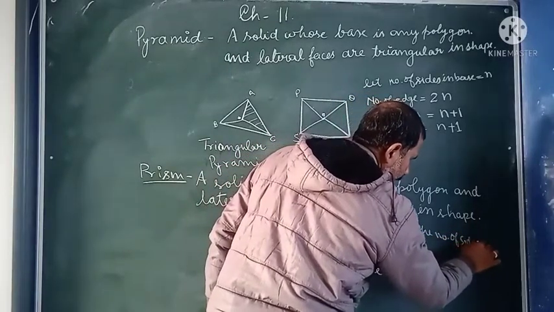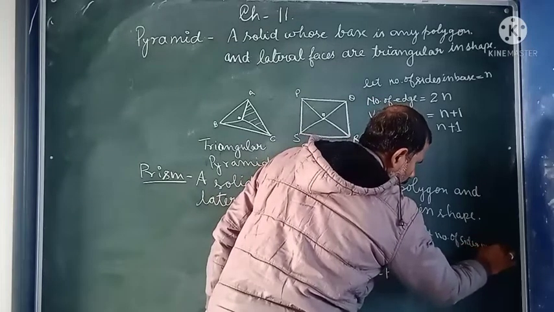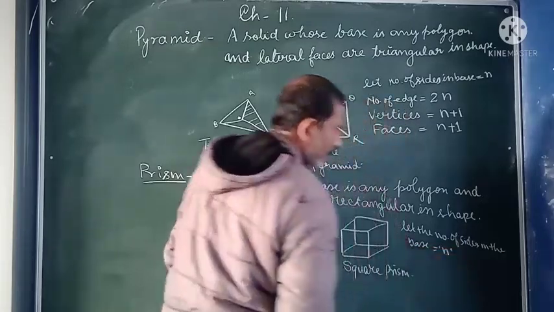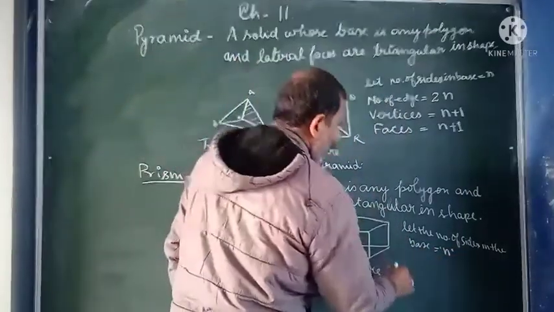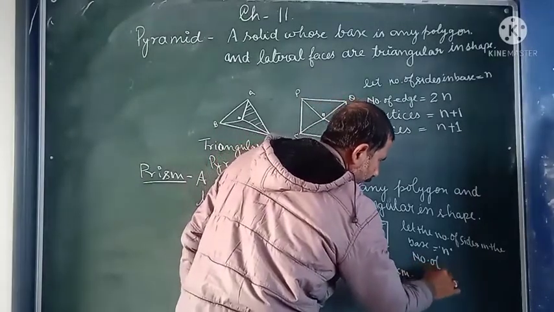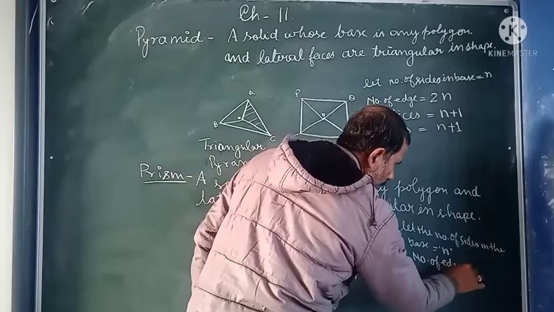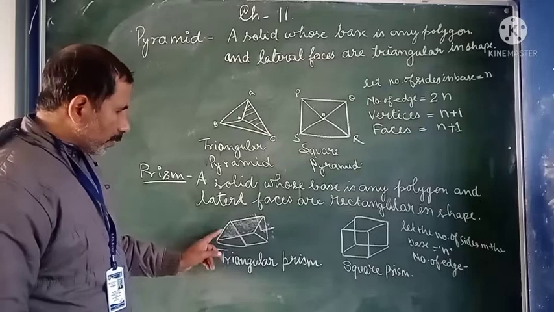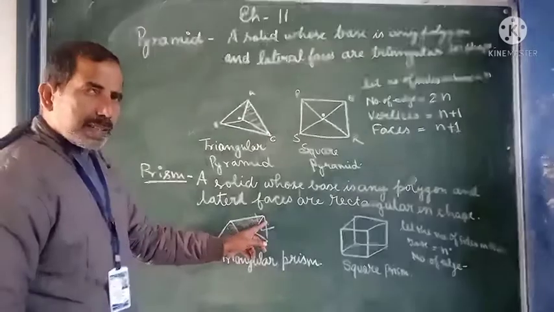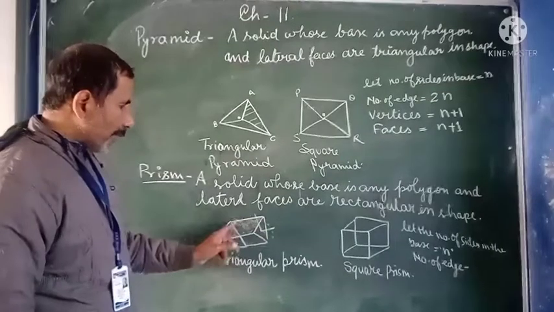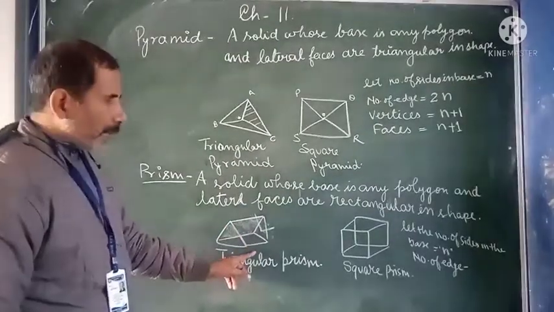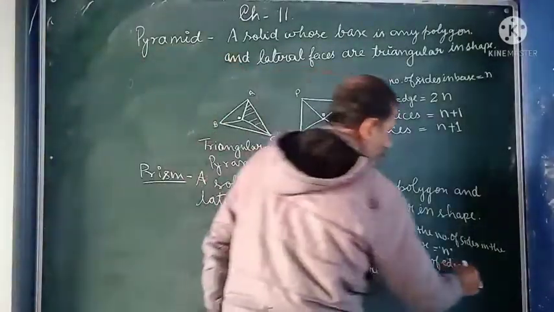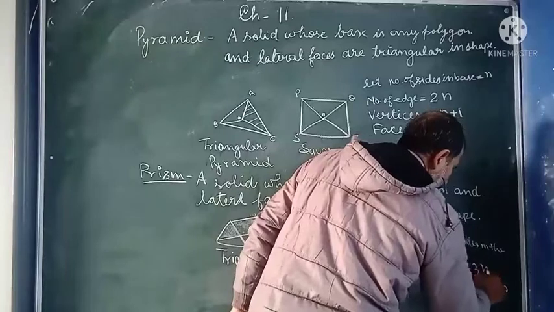So you can find it the same way. Let the number of sides in the base be n, and then the number of edges. Number of edges will be 3 in this base, 3 in the top. So 3, 3, 6 and the 3 will be sides. So 9 will be there, again here 12. So the number of edges will be 3 times n.